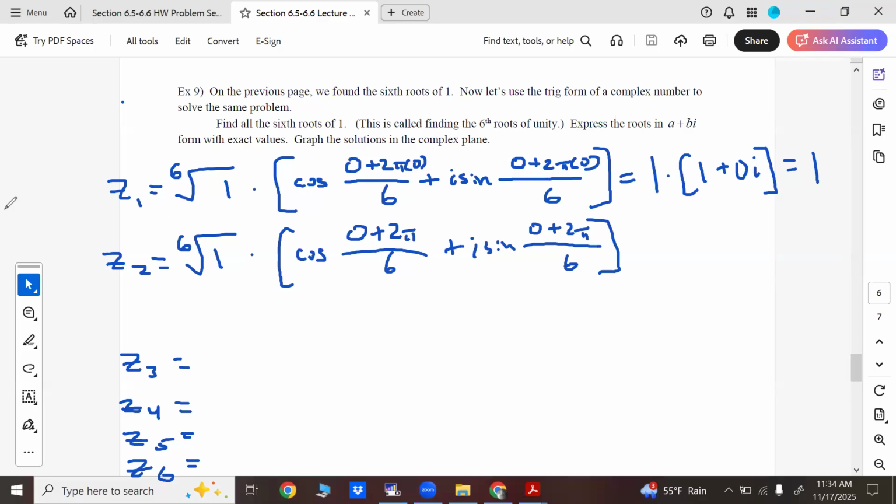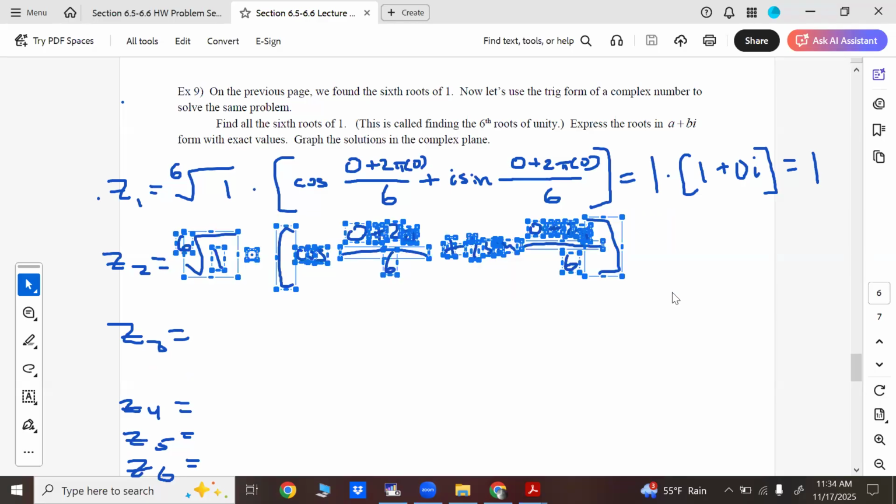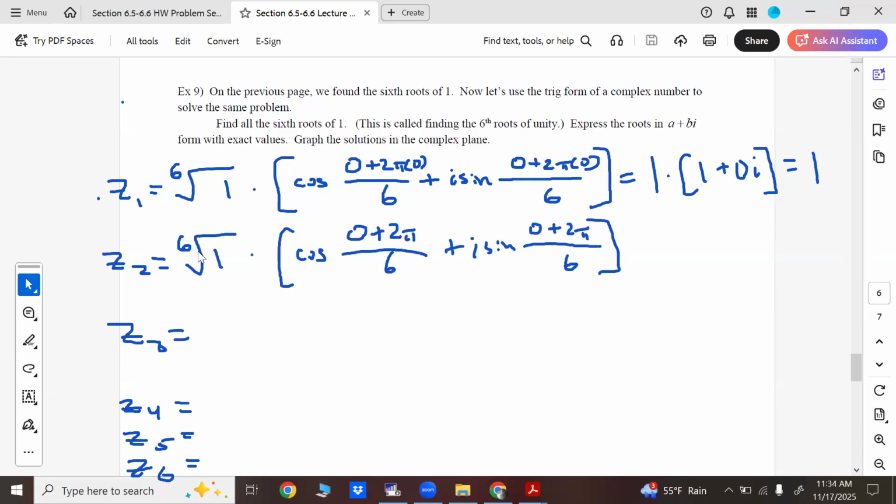So for Z3, let me redraw it here. For Z3, and I'm going to get a little lazy here. I'd like to copy and paste these, but it's not letting me do that. That's weak. All right, let's do it over again here.